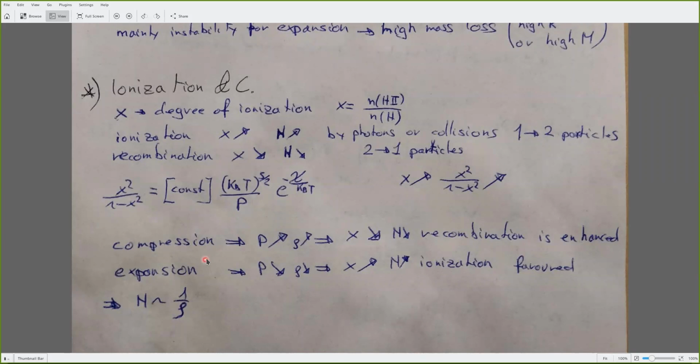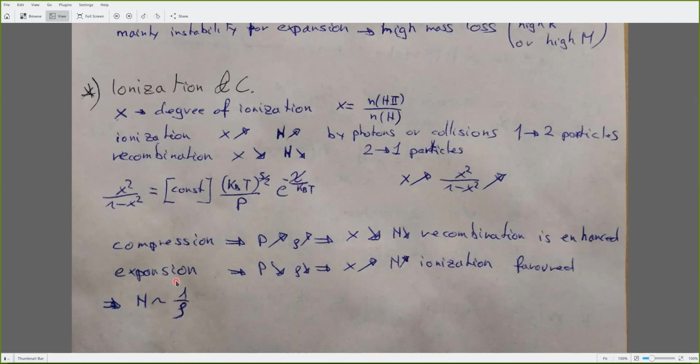If you have a compression, that means that the density increases, the pressure increases. If you increase this one, this value should decrease. If this decreases, this decreases. So with the compression, with the increase of the pressure, we have the decrease of the degree of ionization, and we have fewer particles. So with the compression, the recombination is enhanced.